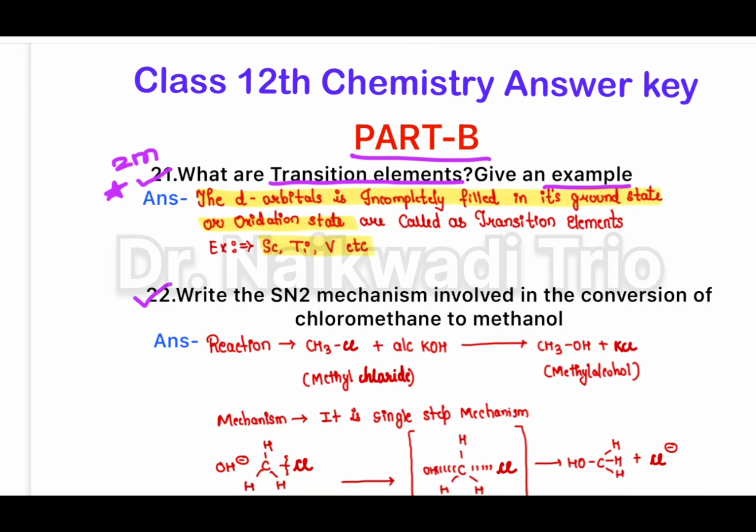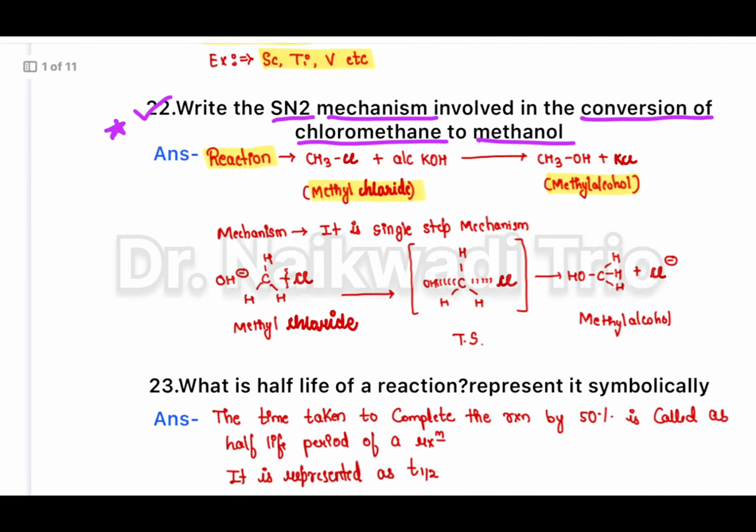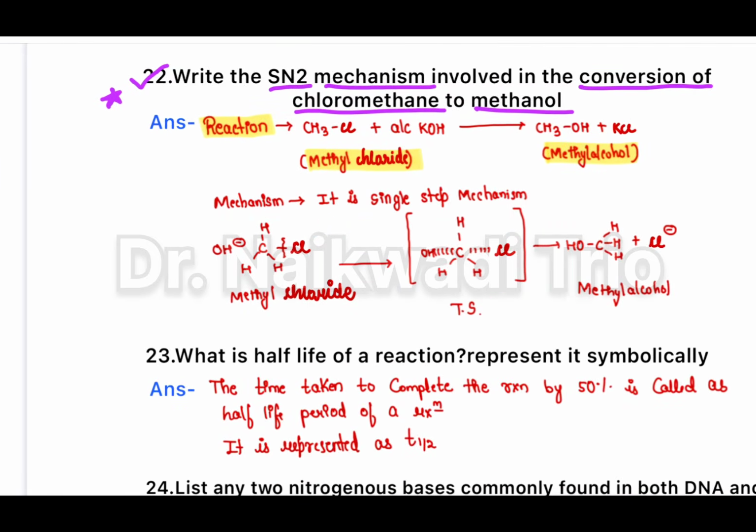Now the 22nd question is, write the SN2 mechanism involved in the conversion of chloromethane to methanol. This is also a question which we have discussed. First you have to write the reaction, and in the reaction you have to mention how methyl chloride is converted into methyl alcohol, that is, chloromethane to methanol. Second, you have to write the mechanism. It is a single step mechanism, and the carbocation formation and the nucleophile attack take place simultaneously.